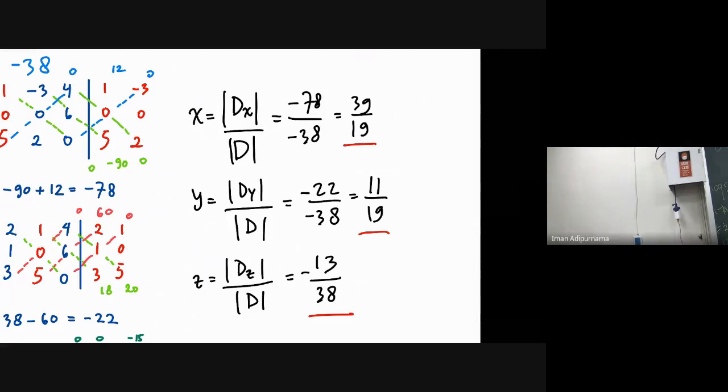So Cramer's rule is another way to find directly the solutions from the determinant. Okay, but remember, you need to check the determinant first. Okay, this whole determinant, the d, should not be 0. Okay, should not be 0. This one.